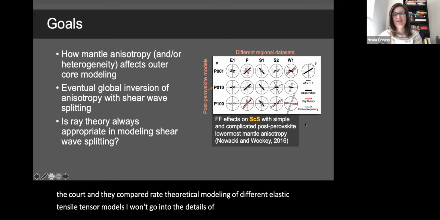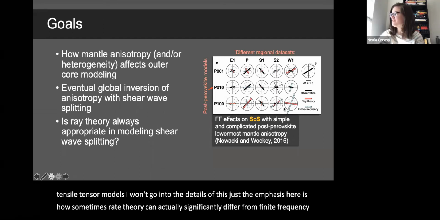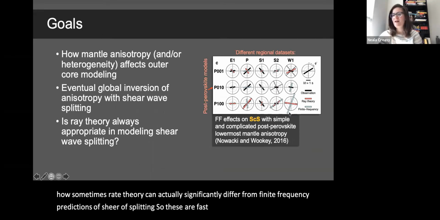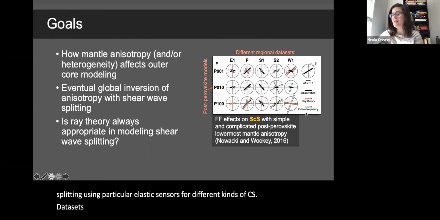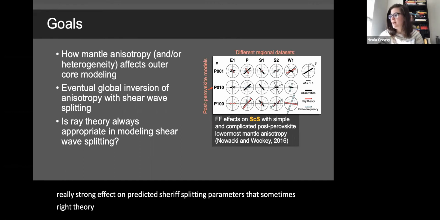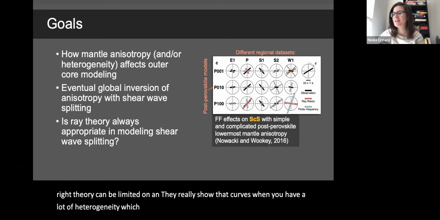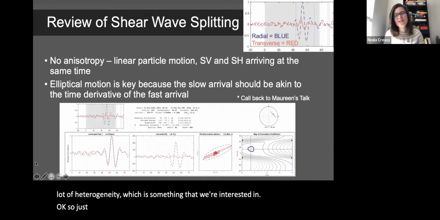The emphasis here is how sometimes ray theory can significantly differ from finite frequency predictions of shear wave splitting. These are fast directions of shear wave splitting using particular elastic tensors for different kinds of ScS data sets. They showed that finite frequency can have a really strong effect on predicted shear wave splitting parameters, where ray theory can be limited. And they showed that this occurs when you have a lot of heterogeneity, which is something that we're interested in.